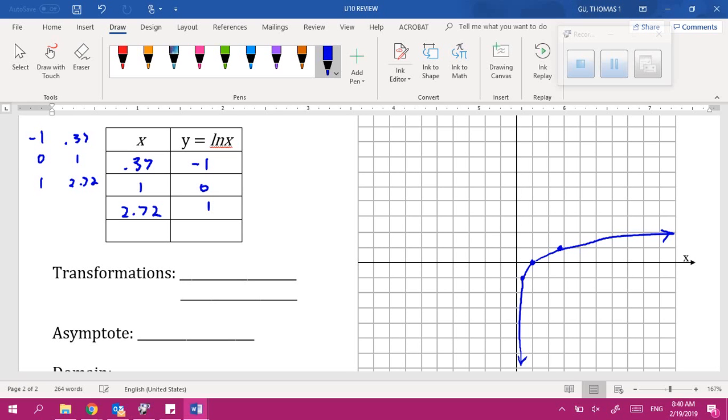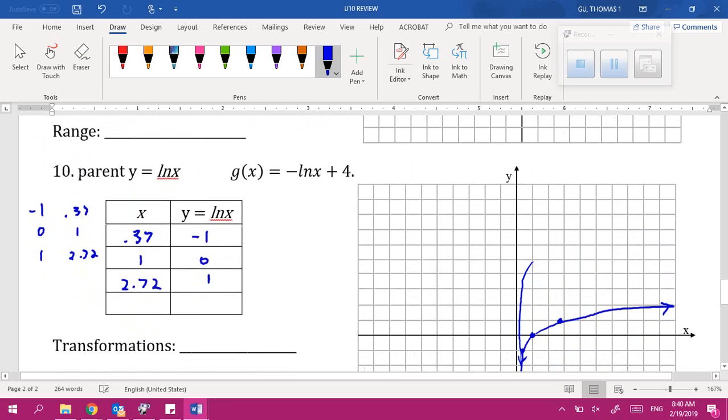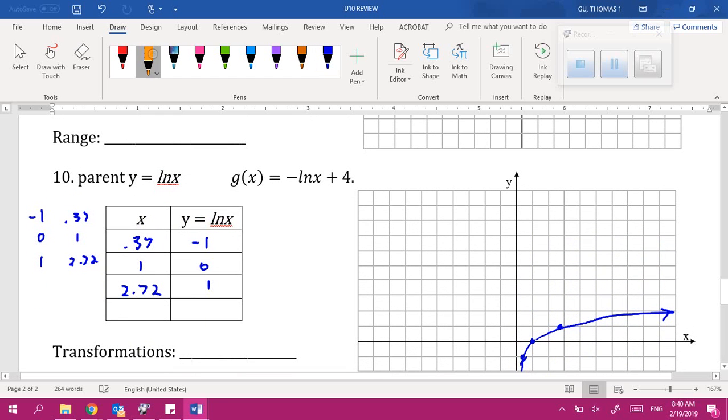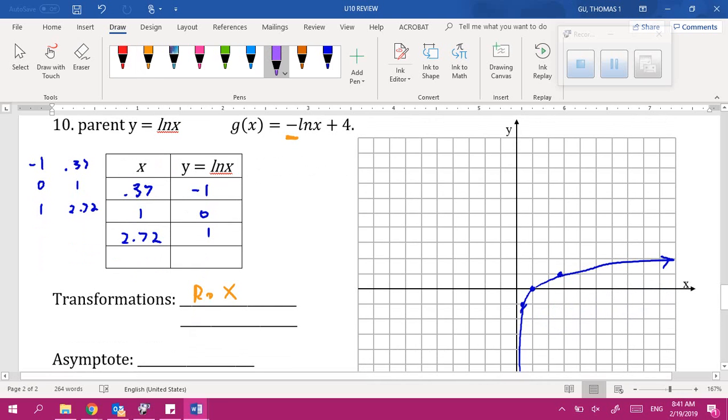All right, before we graph the new function, let's take a look at the transformations, because that's always what I want to do. Write the transformations. First, I see this negative sign in the very front. Negative sign in the very front means reflect over the x-axis. Then the big plus 4 at the end, not inside the parentheses, is going to tell you to go up 4. All right, so I'm going to take each of these points and just apply the transformations.